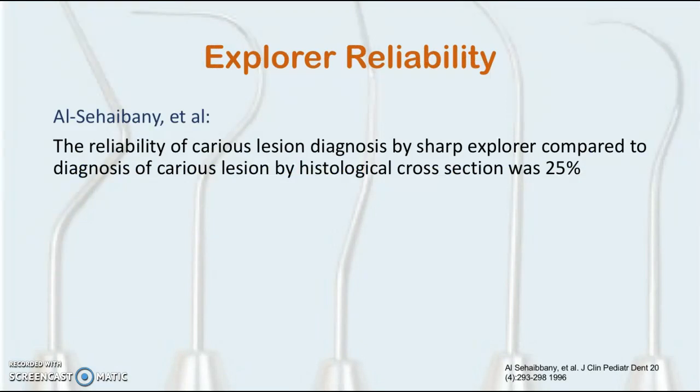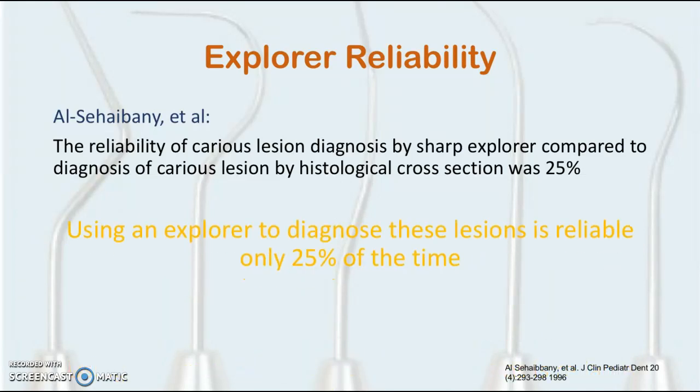How reliable is an explorer? In an article by Al-Sahbani, he said that the reliability of carious lesion diagnosis by sharp explorer, compared to diagnosis by histological cross-section, was 25%. That means that an explorer to diagnose these lesions is reliable only 25% of the time. So if you're only using an explorer to locate non-cavitated lesions, you can only find 1 out of every 4 lesions that exist.